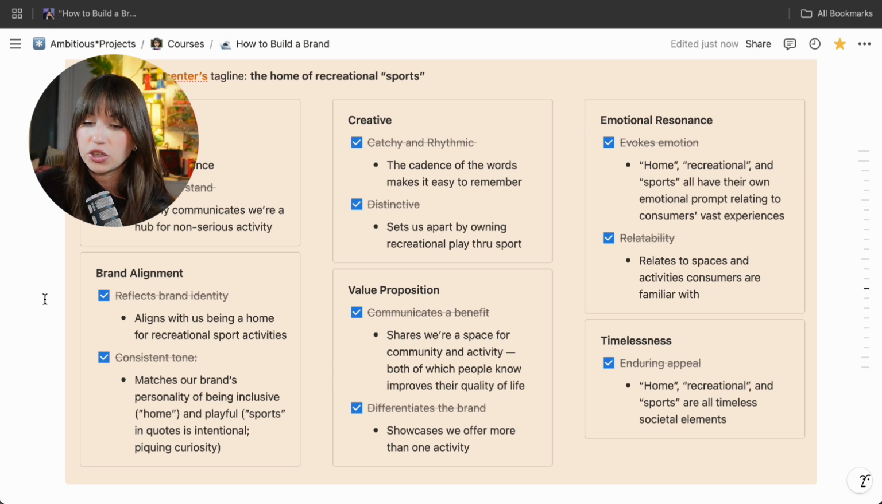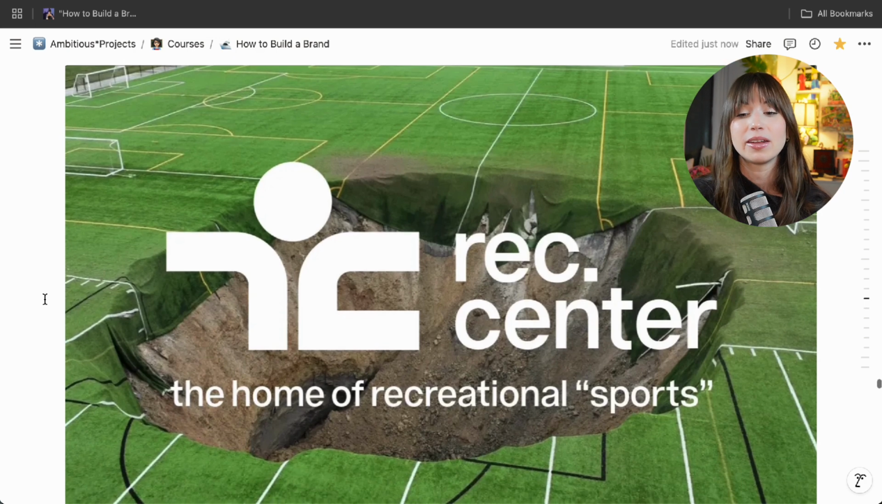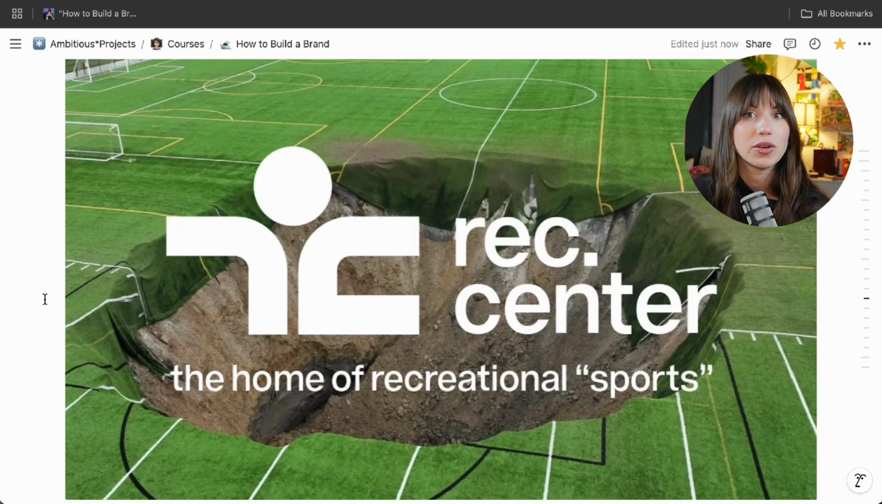For our value proposition, it communicates our benefit by sharing that we're a space for community and activity, both of which improve the quality of their life, and it differentiates our brand by showing that we have more to offer than just one activity, which is common in the marketplace right now. Last but not least, home, recreational, and sports are all timeless societal cornerstones, so there's a timeless air to it as well. Cute little graphic of how that kind of lathers up. And we're going to go into photo direction at the very end, but you can see here a prime example of how these things work together.